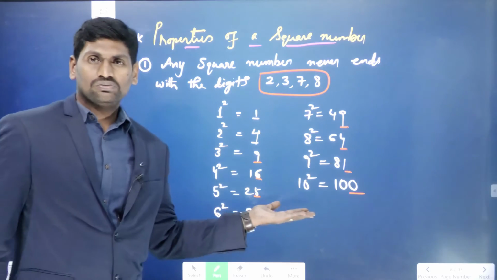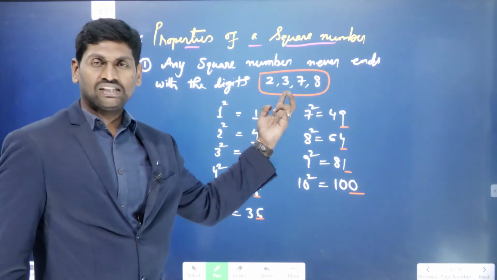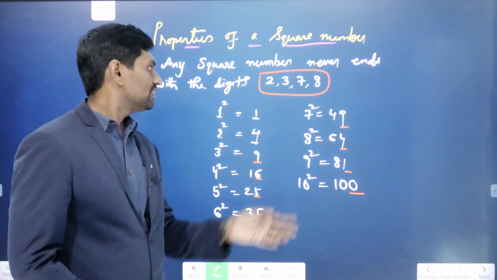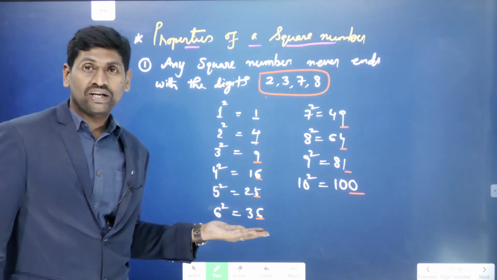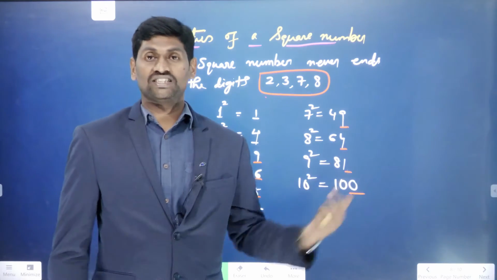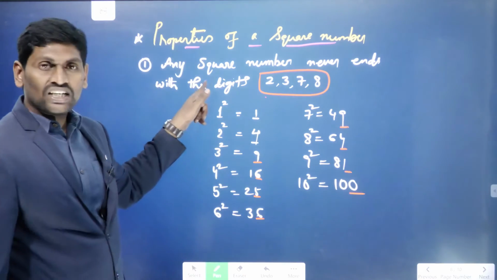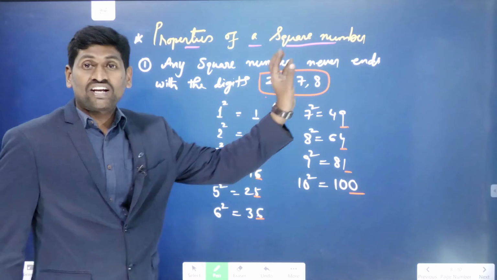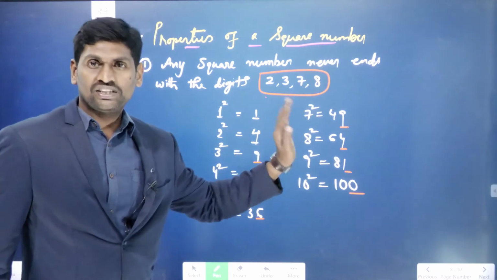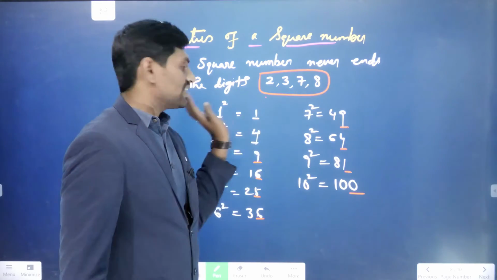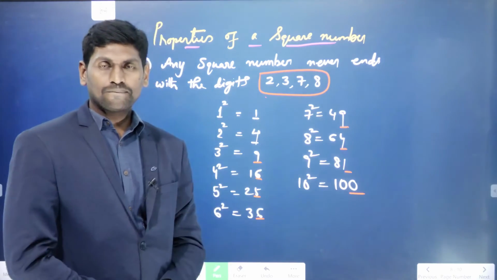There is no 2, 3, 7, 8. These 4 digits are not appearing in its units place digits. That's why I clearly said that any square number never ends with the digit 2, 3, 7, 8. Ends means what? We should check the unit place digit.